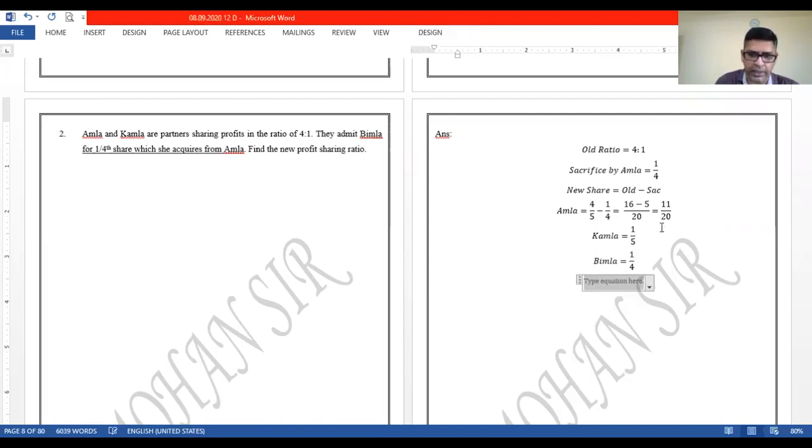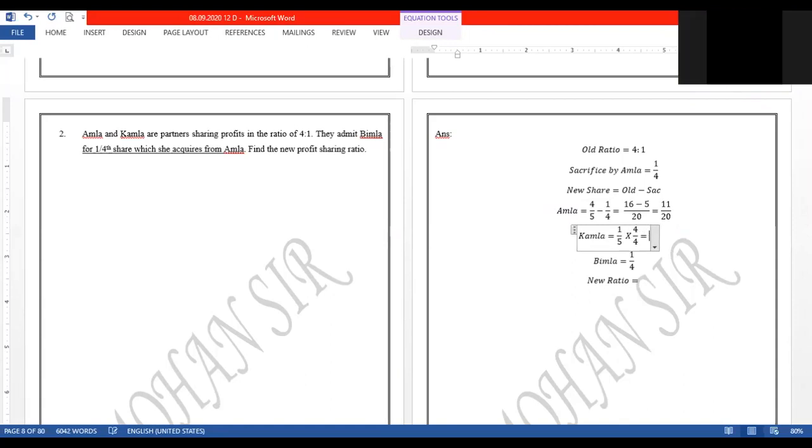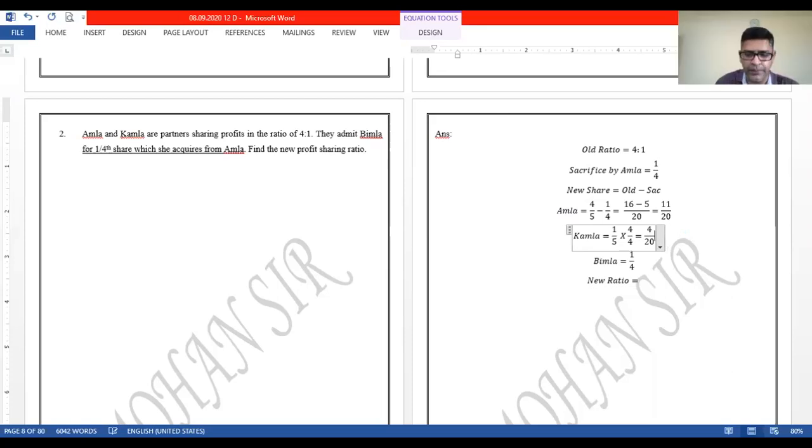Now if I have to write the new ratio again, I need to check the denominator part. It has to be the same for all the partners. For Amla we can see the denominator is 20, so I need to convert the same for Kamala and Bimla. 1 by 5, if I have to convert this into 20, I need to multiply by 4, to be 4 by 20, correct?